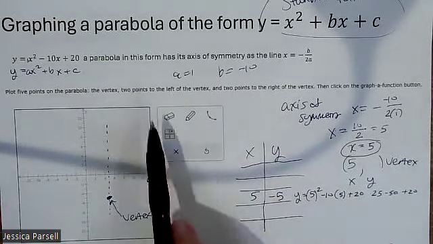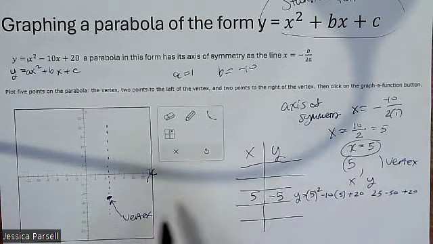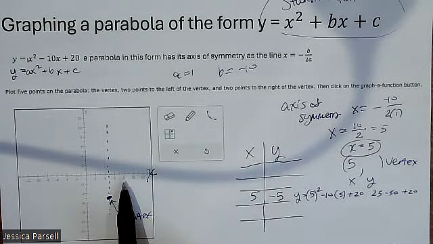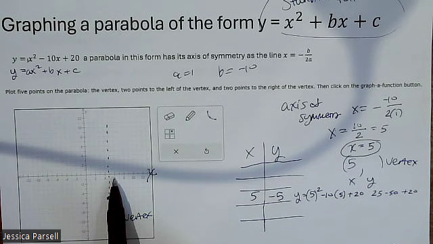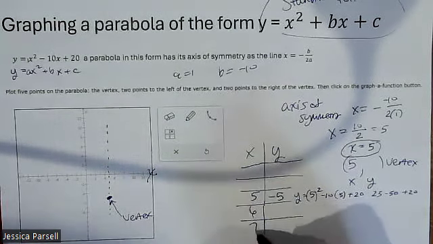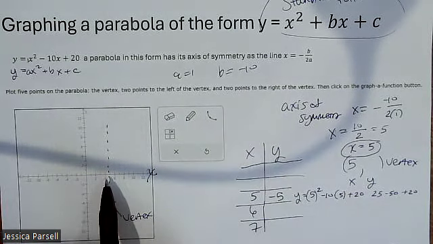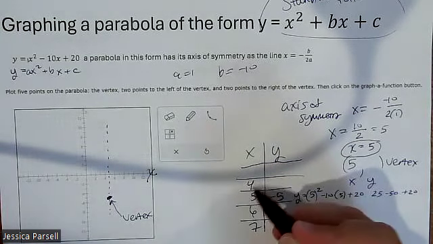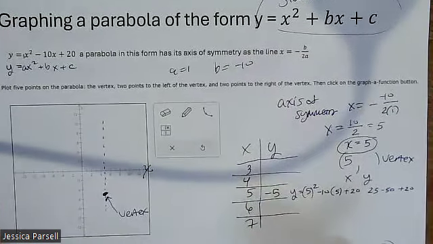Okay, we need 2 points to the left and 2 points to the right. So to the right, we could go with x's, let's see here, 6 and 7. Let's just try those. And maybe to the left, we could go with x is 4 and x is 3. And we'll see if there's another pattern that happens here.